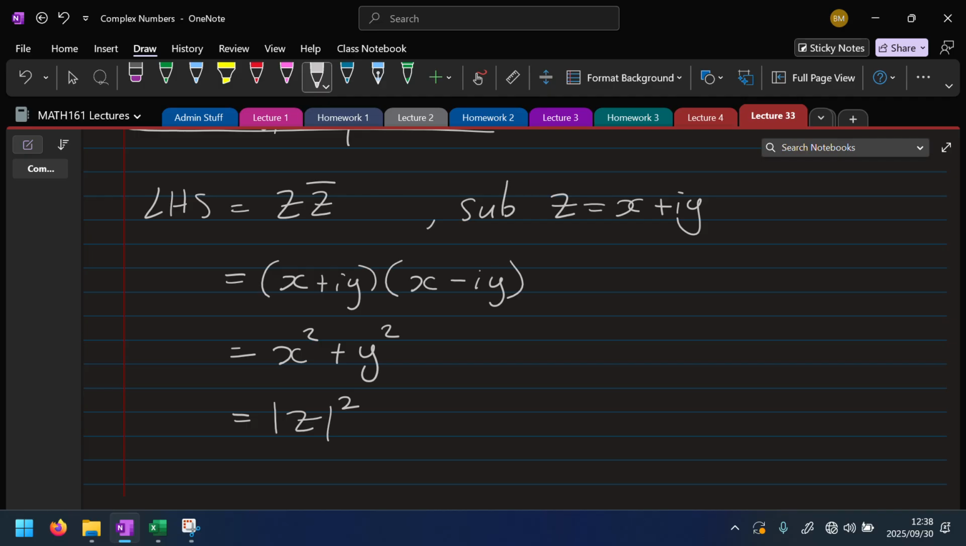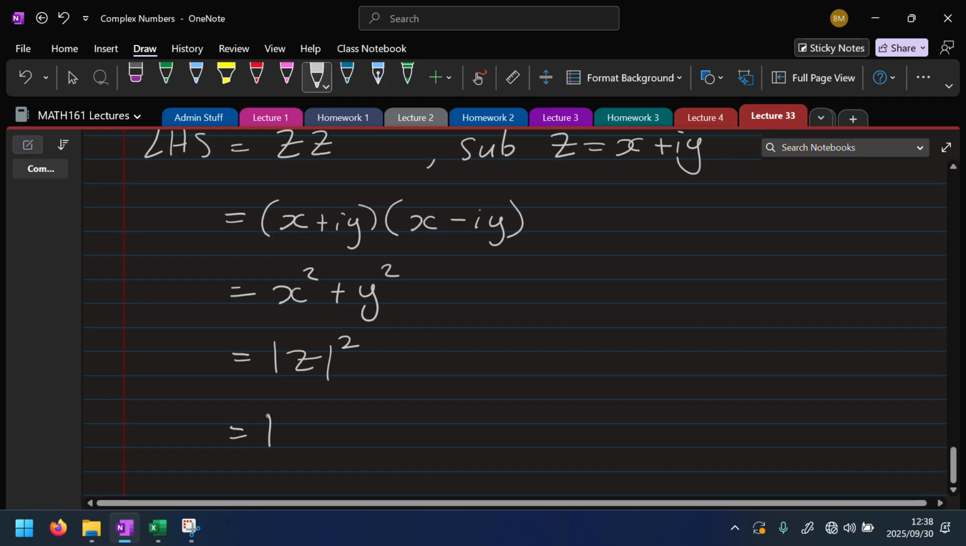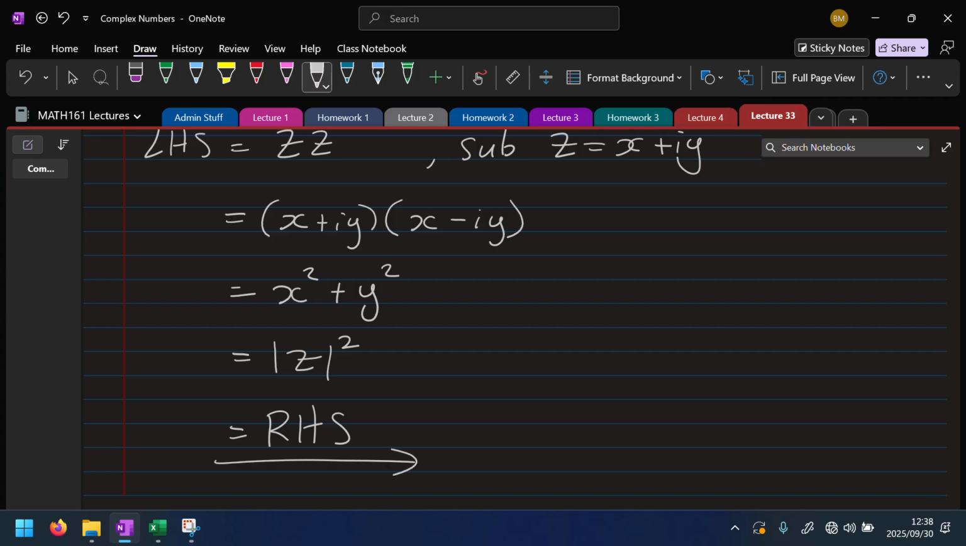Okay, so you see what I mean? Just a few lines for the proofs. And this is the right-hand side. Okay, end of proof. Any questions? You're all good. Okay, so please expect something like this for the quizzes, the tests, the exams, short proofs like this.